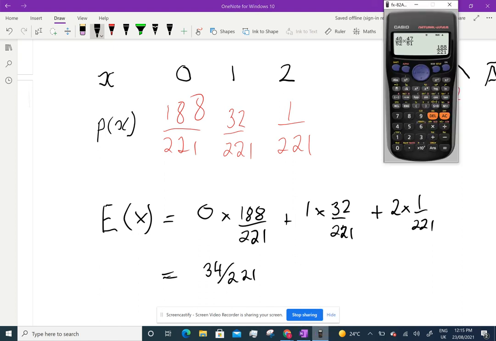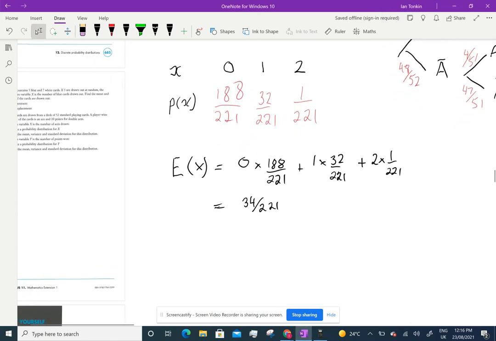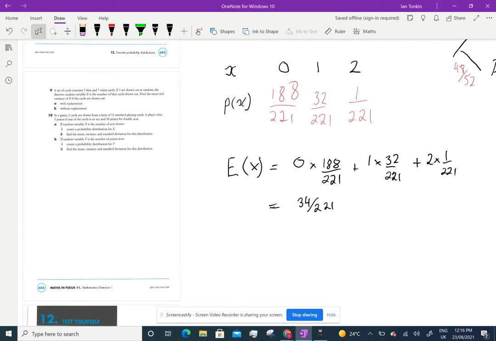Get my calculator. 34 divided by 221 is 0.15, and that's what they've got in the back of the book. I prefer it as a fraction because in the work solutions they've got 0.15, when really it's 0.1538 and it goes on. And if you start using rounded versions, you'll run into trouble.